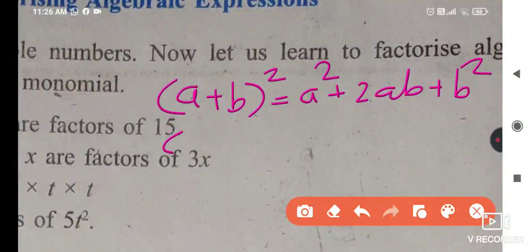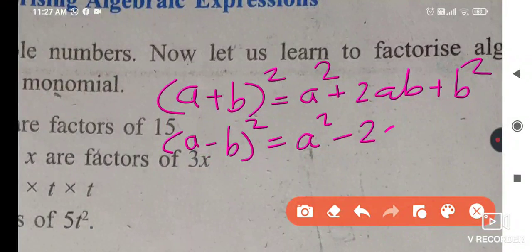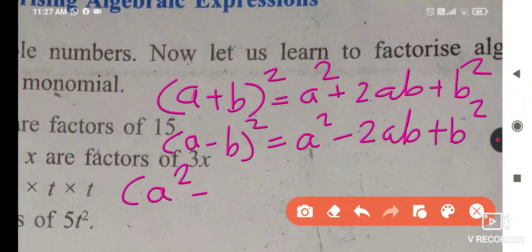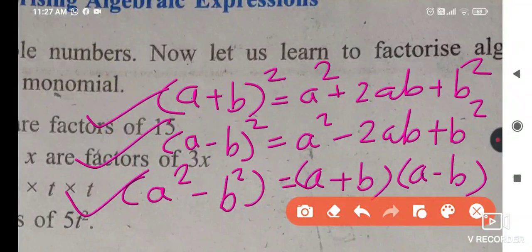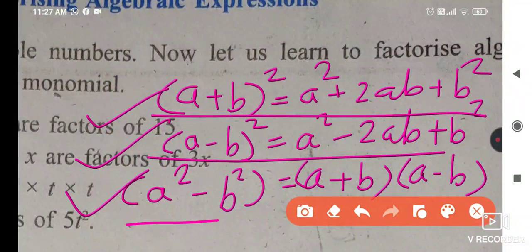Then next, (a minus b) whole square is equal to a square minus 2ab plus b square. And one more algebraic formula we know, that is a square minus b square equals (a plus b) times (a minus b). Those are the factorization formulas, and the solved examples based on these formulas we have already studied.